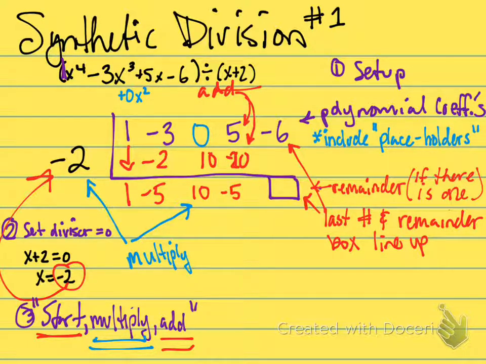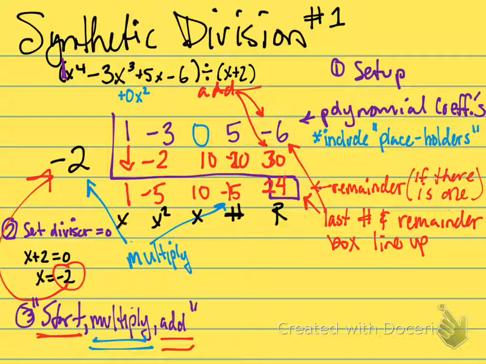And then adding those should give me a negative 15. Multiplying those gives me a 30. Adding those gives me a 24. And then that's it. I'm almost done, as long as I understand what that means.